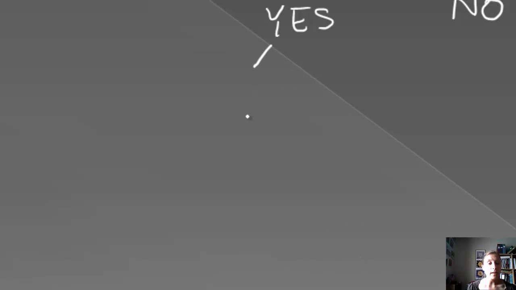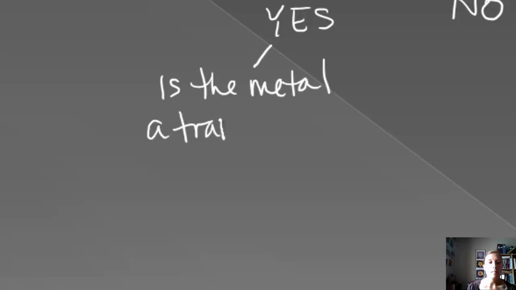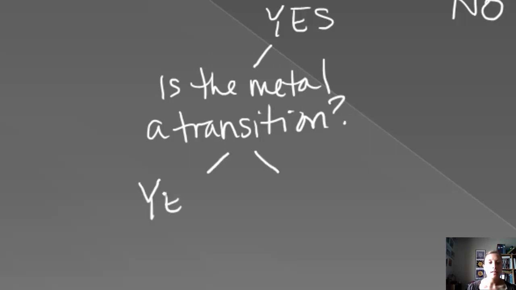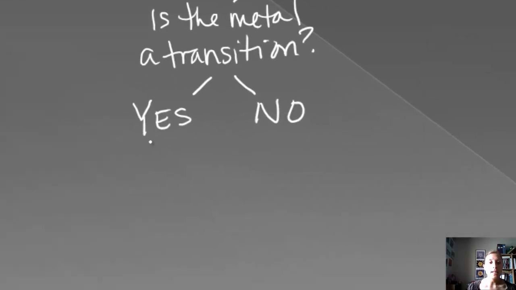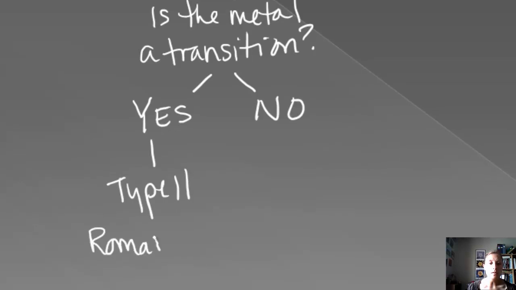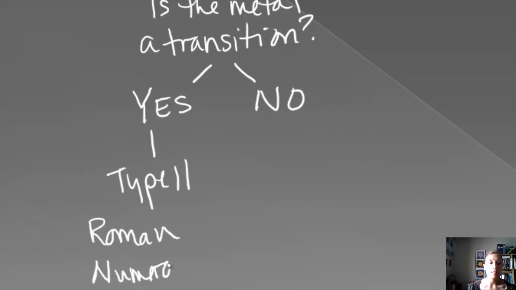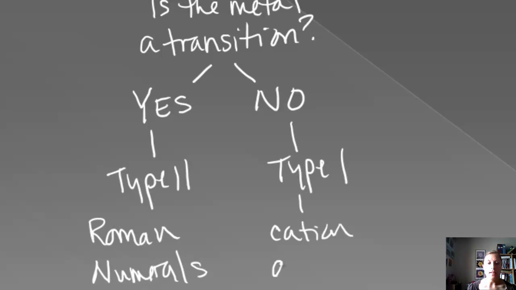If your answer is yes, that means it's either a type 1 or a type 2. Now we have to determine if the metal is a transition metal. We can either answer yes to this, or we can say no. If we say yes, that means this is a type 2 compound, and we need to use Roman numerals to indicate charge. If your answer is no, that means this is a type 1, and we name it using the cation name and then the anion with an IDE ending.